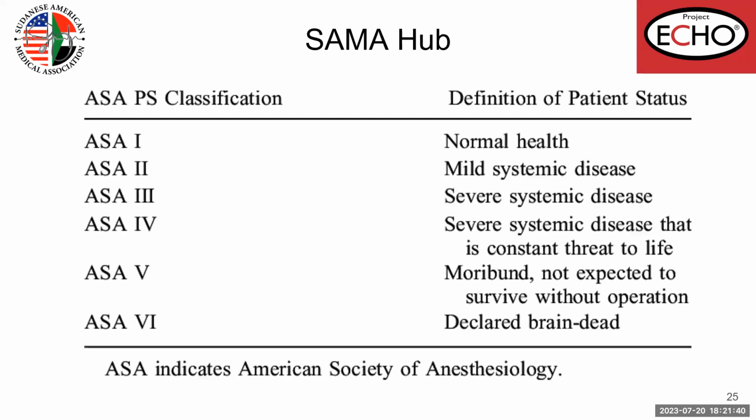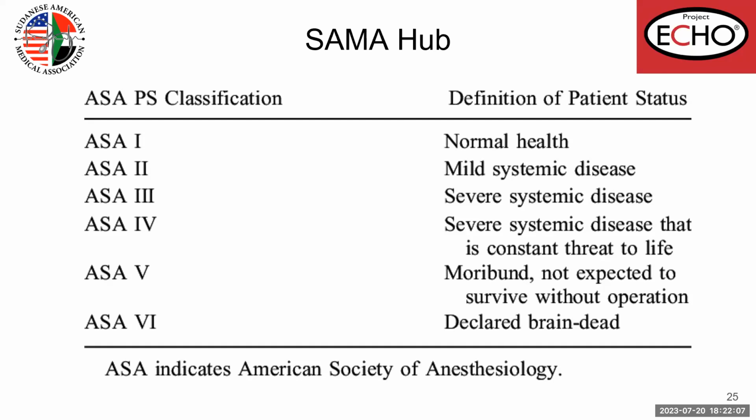And here is the ASA classification, where we said that we're only going to treat class 1 and class 2. Class 1 is a normal healthy child, and class 2 is a child with a mild systemic disease. For example, the child is asthmatic, but the asthma is well controlled, and he has never been to the emergency room for an asthmatic attack for the last 3 years, for example. So this is a mild systemic disease.